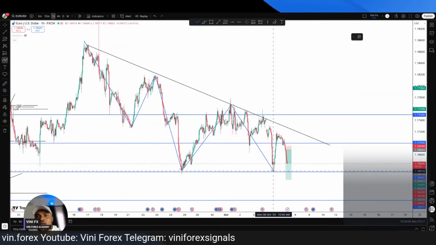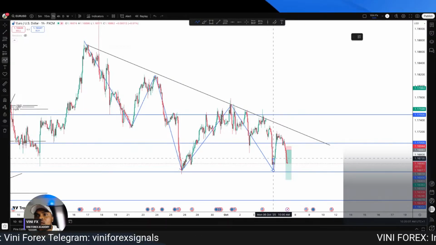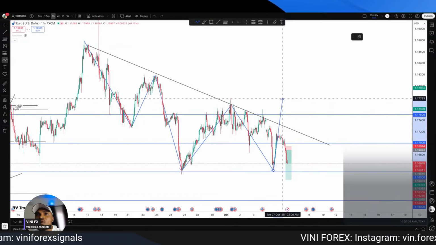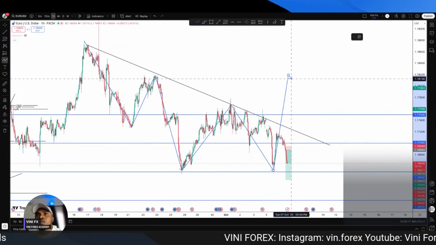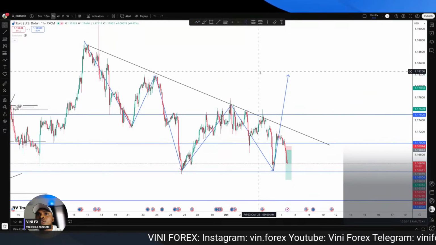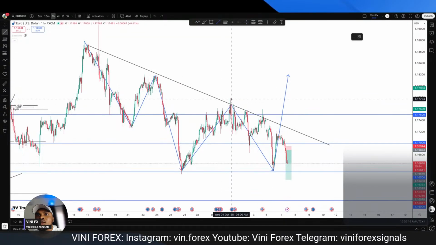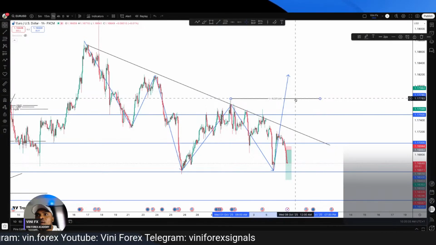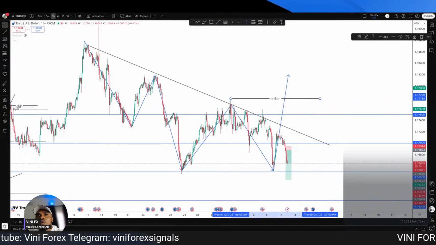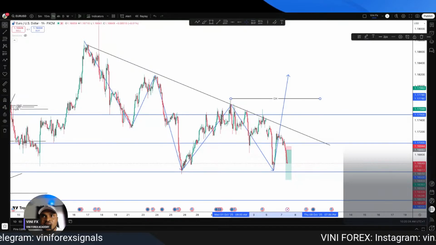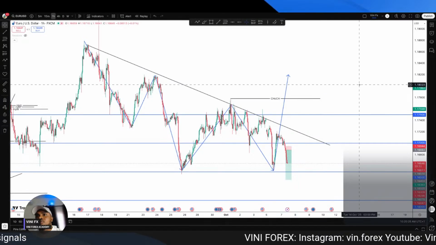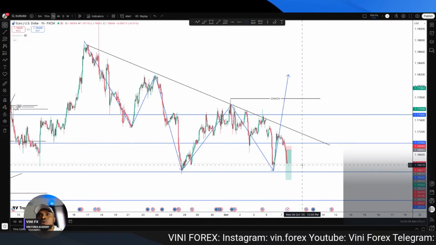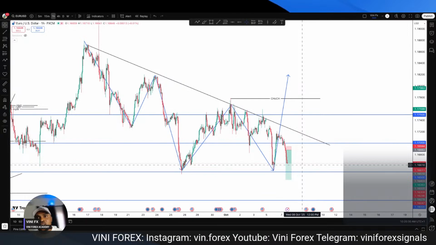Even if this market wants to change trend, okay, it needs to come and take out the recent lower high. Okay, if the price does this, then we can realize that a change of character has happened. The market is giving you a sign that it wants to change trend.